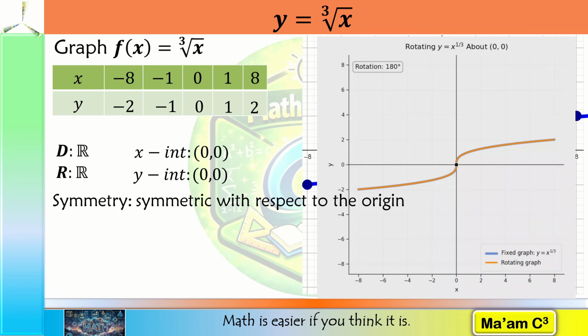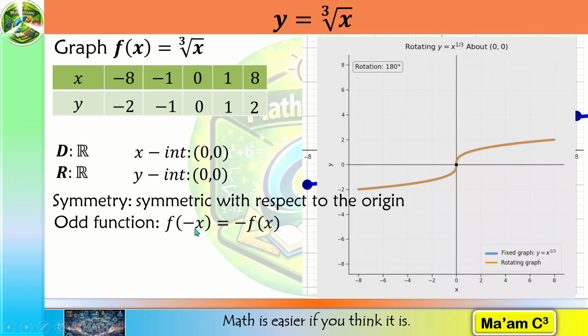And if that's so, it means this is an odd function. You can test that when you replace x with negative x and it becomes negative f of x. Just like what we did earlier. Now, what can you say about our graph? Our graph is an S-shaped curve increasing gradually, going indefinitely to the left and to the right.